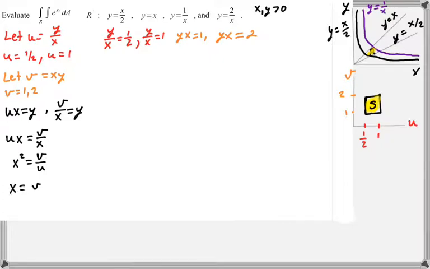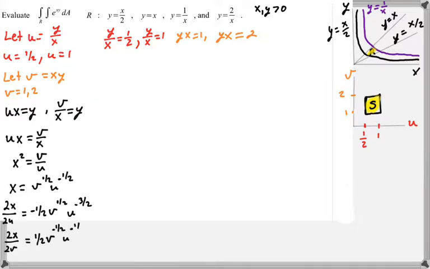Take the square roots, and normally we get a plus or minus, but because the x and y are positive, the u and v are positive, we won't have a plus or minus. So we're going to have the square root of v over the square root of u, which we can rewrite as v to the 1/2 times u to the minus 1/2. Partial of x with respect to u is going to be negative 1/2 v to the 1/2, u to the negative 3/2. Partial of x with respect to v is equal to 1/2 v to the minus 1/2, u to the minus 1/2. All right.